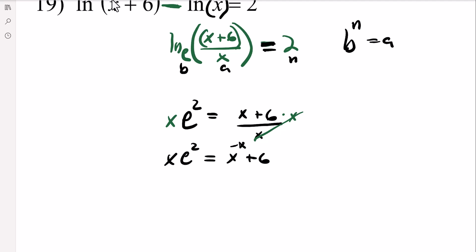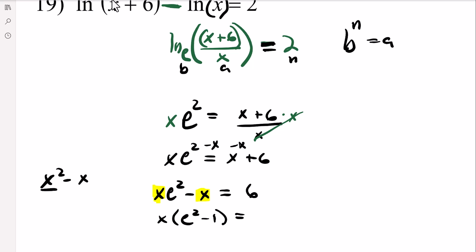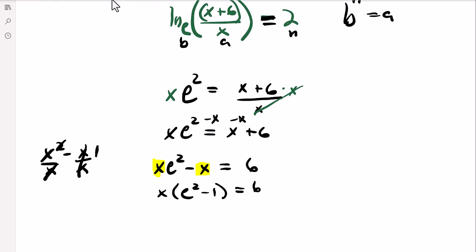I want the x's on one side, so I'm going to subtract. Now, these two expressions both have an x in common, so I'm going to factor out an x, which gives us e squared subtract 1, because, look, when you divide this by an x, that goes away and that goes away. When you divide this, x divided by x is 1, so that's where we got that. And then it's the x we want to get by itself. So we just have to divide both sides by e squared subtract 1.